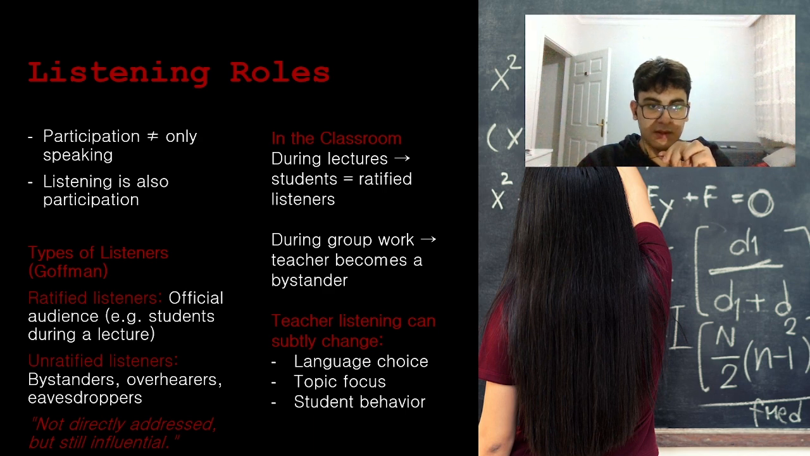In the classroom, during lectures, students are ratified listeners mostly, and during group works, the teacher becomes an unratified listener and stands as a bystander. He just listens and observes. The teacher listening can subtly change the language choice, the topic focus, and the student behavior for the classroom, since there's a teacher overseeing the classroom environment and how the students work.